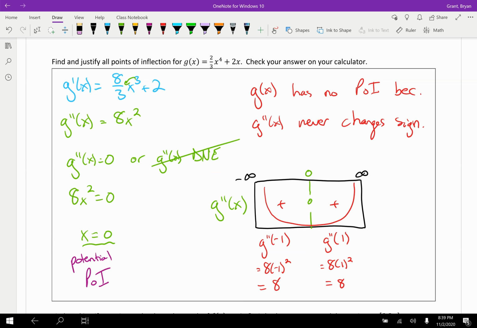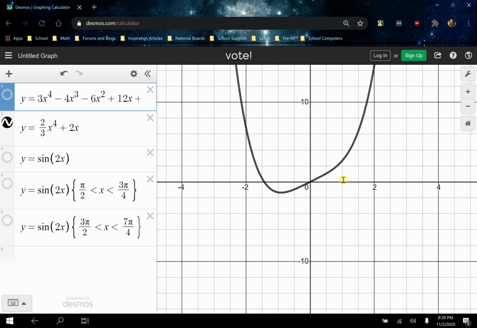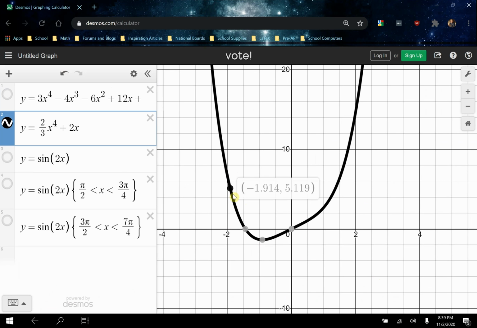What does the graph look like? It's actually kind of an interesting looking graph here. Something like this, right? It's pretty wild looking. So the point that we were just talking about at 0, right? We were definitely concave up, concave up, concave up. Right at 0, we're concave up on this side and also concave up here.